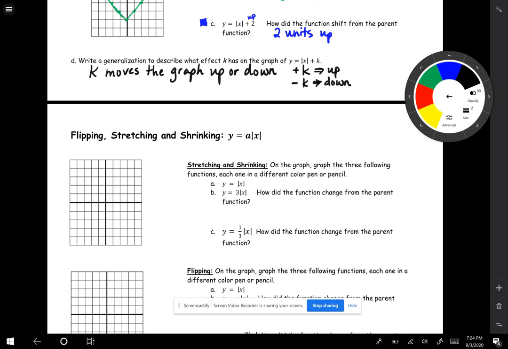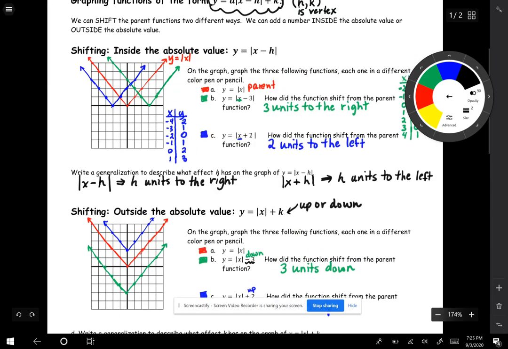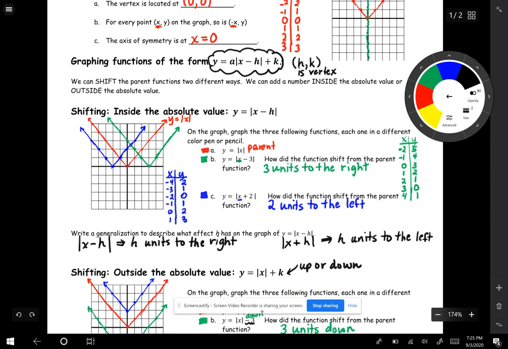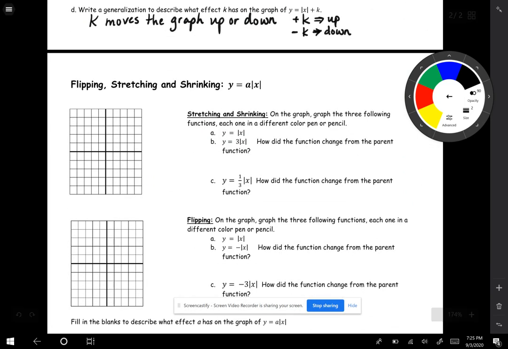Right. Going to the back page of our notes is flipping, stretching, and shrinking. So we thought we were just done with H and K. Nope. Because if you went back to my bubbled in equation, we had an A there. And so this A tells you that you stretch, flip, or shrink. All right. So stretching and shrinking: graph the three following functions, each one in a different colored pen or pencil. So starting with the parent.